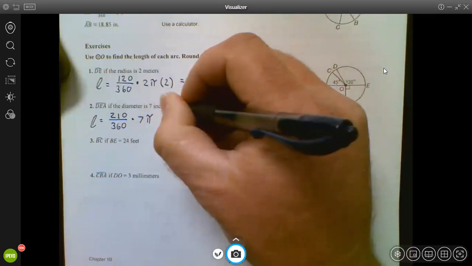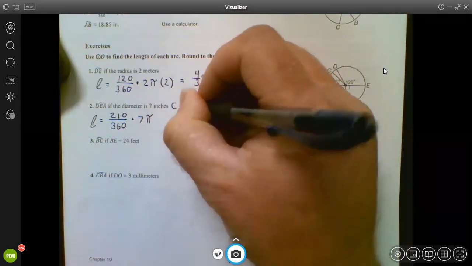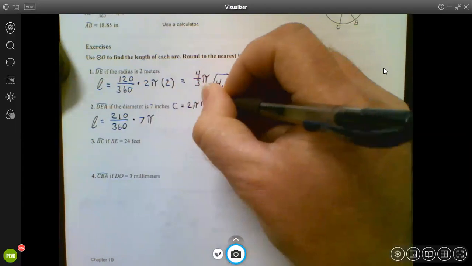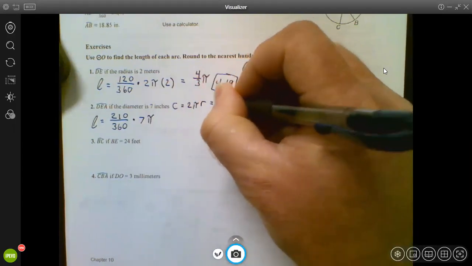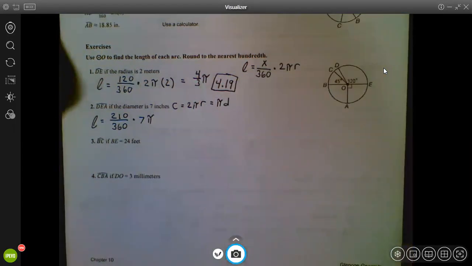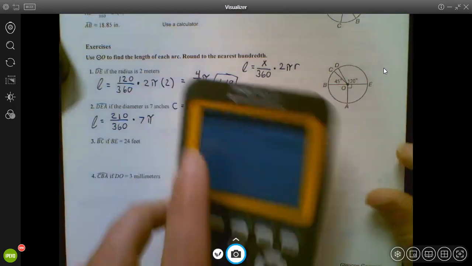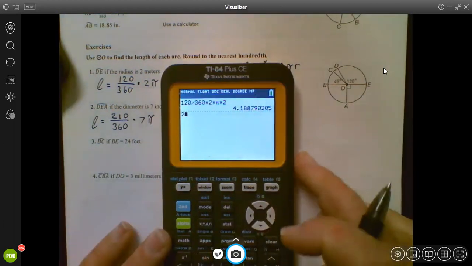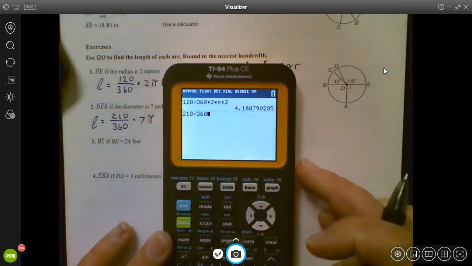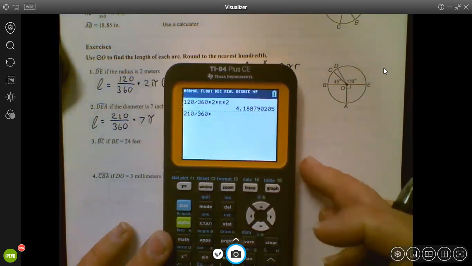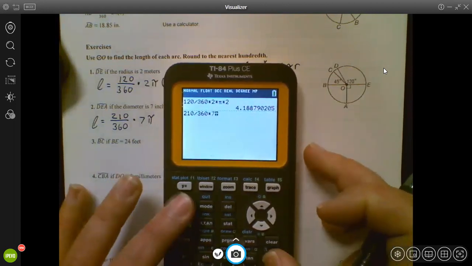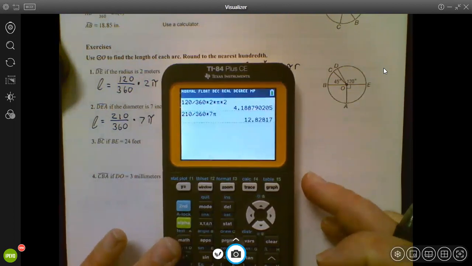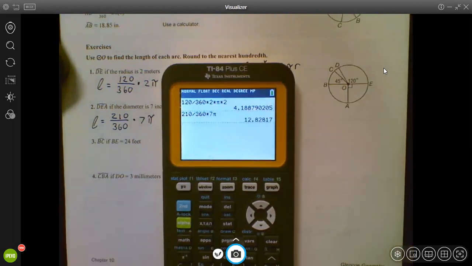So just keep in mind that the circumference can be written as 2 pi r, but it can also be written as pi times the diameter. So let's go to the calculator and round this to the nearest hundredth. So if I do my 210 divided by 360, and then multiply that by 7 pi, that's going to give us our arc length.